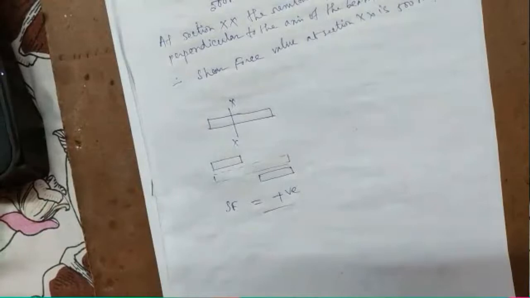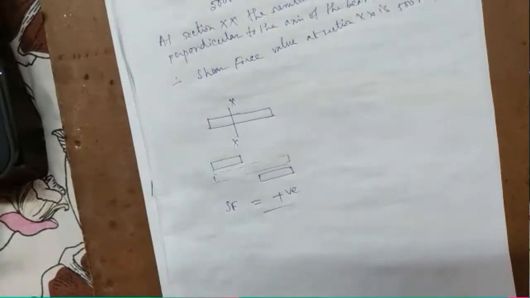Okay, so you will find if the resultant force of the forces on the left is trying to make a clockwise movement, left hand side tries to make clockwise, right hand side also tries to make clockwise, then it is a positive type of shear force. Similarly, if the opposite happens, it will be negative shear force.